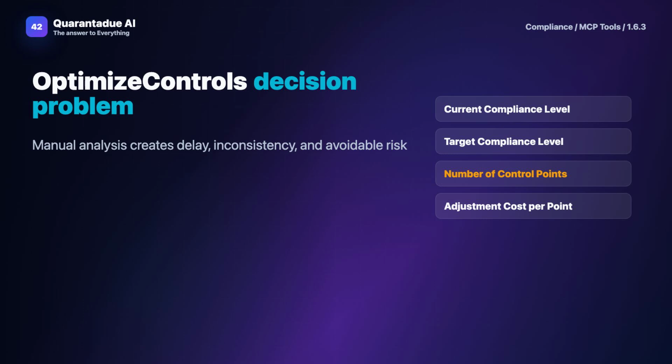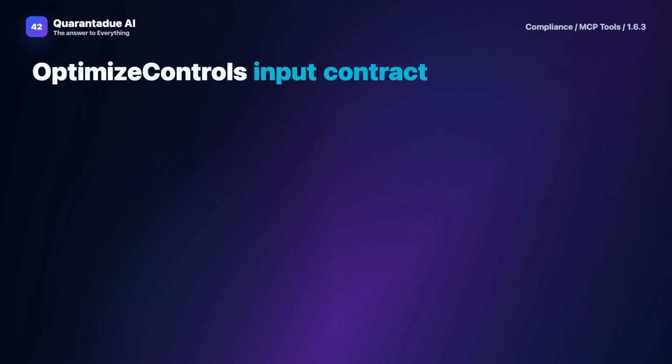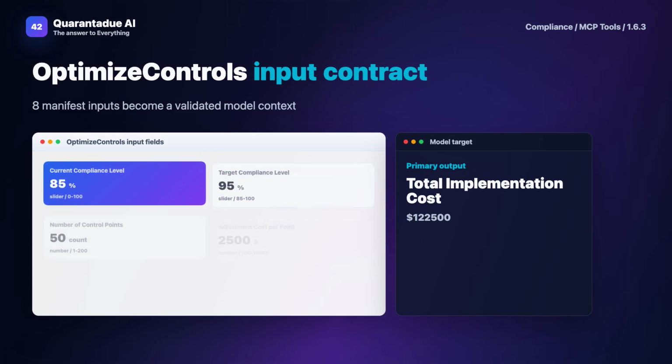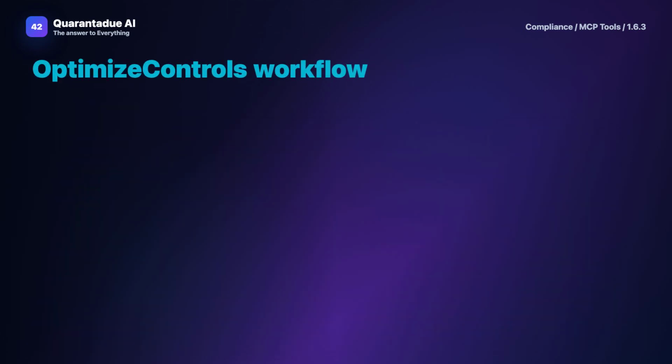Optimize Controls starts with a defined input contract. Typical inputs include current compliance level, target compliance level, number of control points, adjustment cost per point, and downtime cost per hour. Keeping these fields explicit reduces ambiguity and makes every run easier to audit.